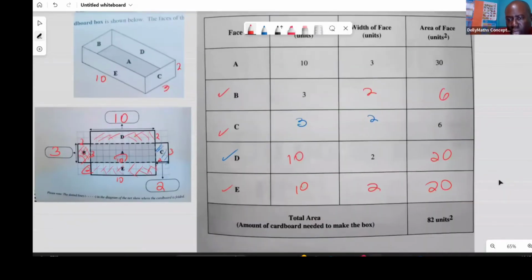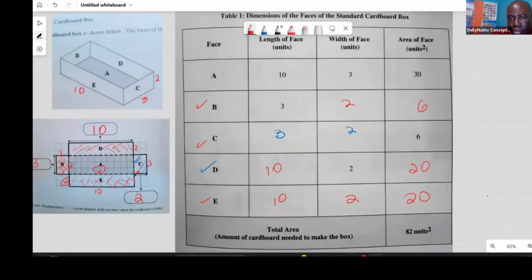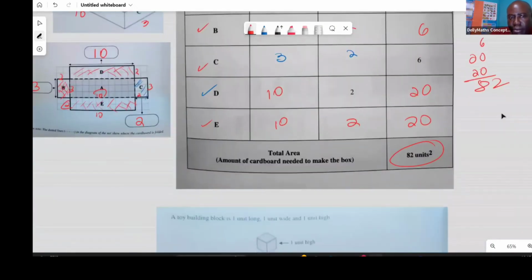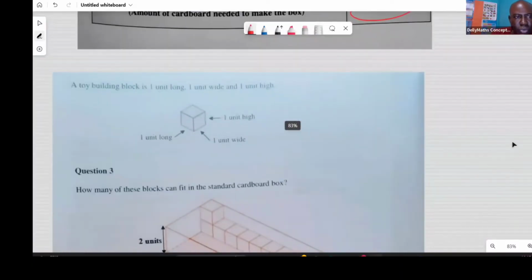If we put everything together, we're talking about 30 plus 6, that's 36, plus 6, that's 42, plus 20, that is 62, plus 20, that is 82. So we would have 82 square units. So definitely we would have been correct right there. All right, let's continue working.